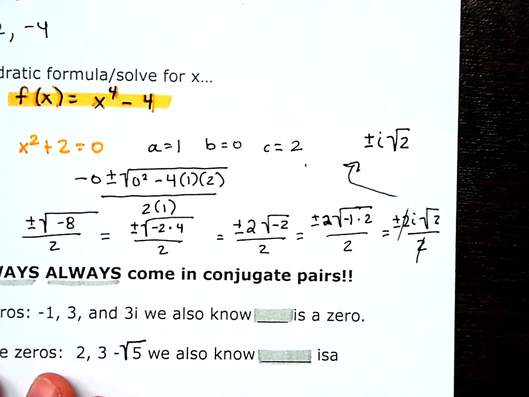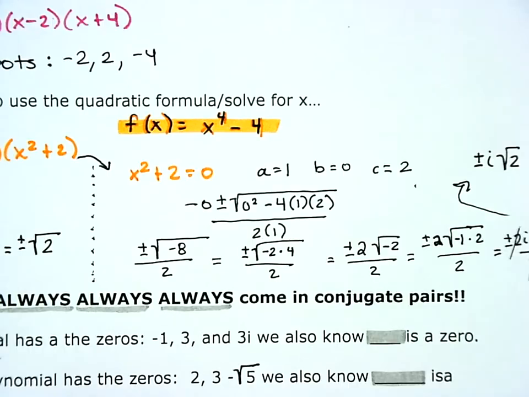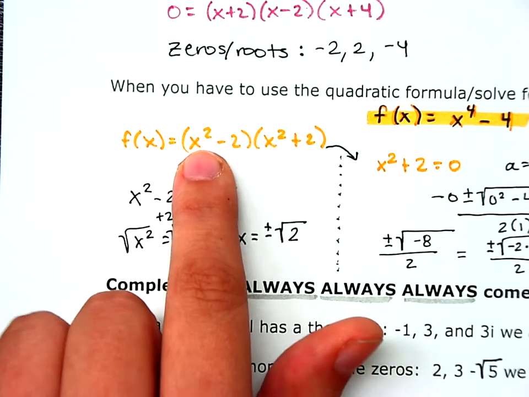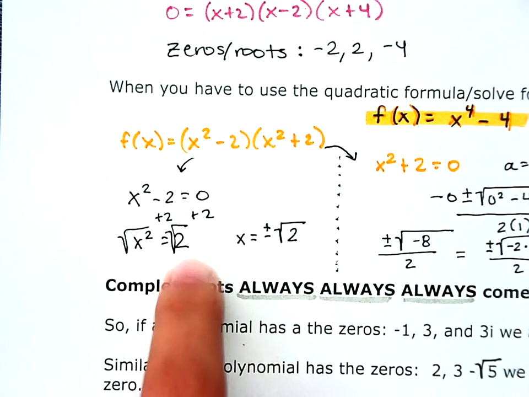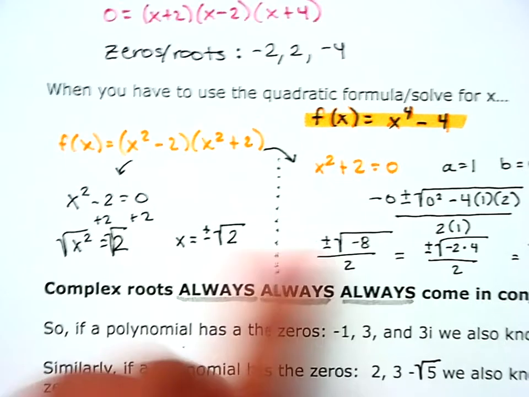So kind of a lot of steps there. The quadratic definitely takes longer. I would suggest using the quadratic formula only if you have a b value. If you don't, if it's just x squared plus or minus a number, definitely do this method. We could have done that for this one. I just wanted to show you both ways.